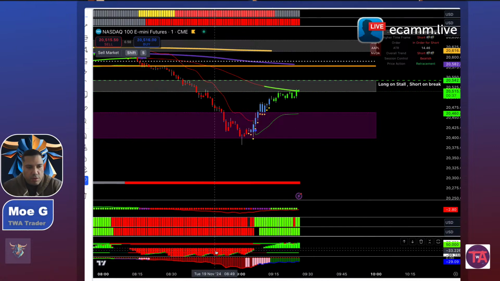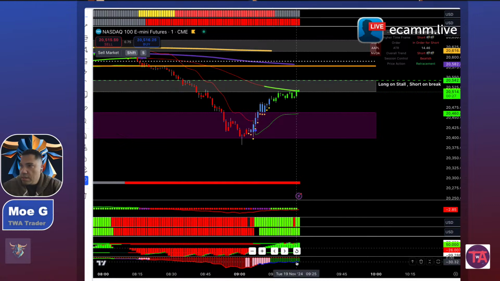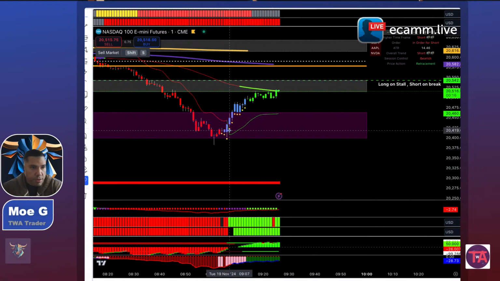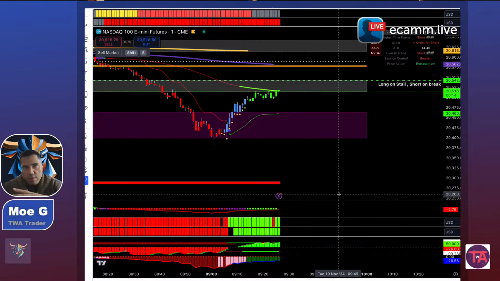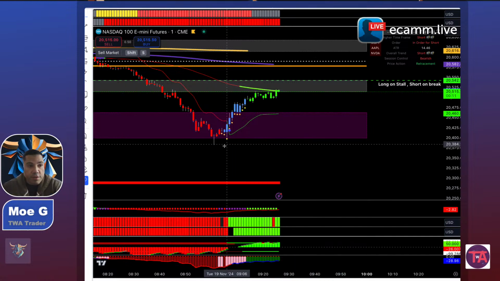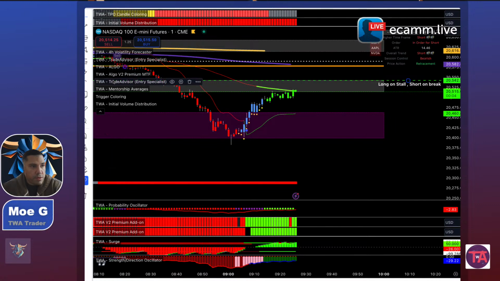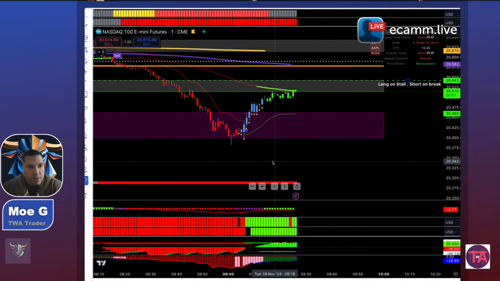And then this is a surge, which helps me read volume. This is a strength and direction oscillator, which helps me see who's winning the direction battle. You're also going to see a blue buy or a purple sell. Those are the trade advisor, the trade advisor entry specialist.